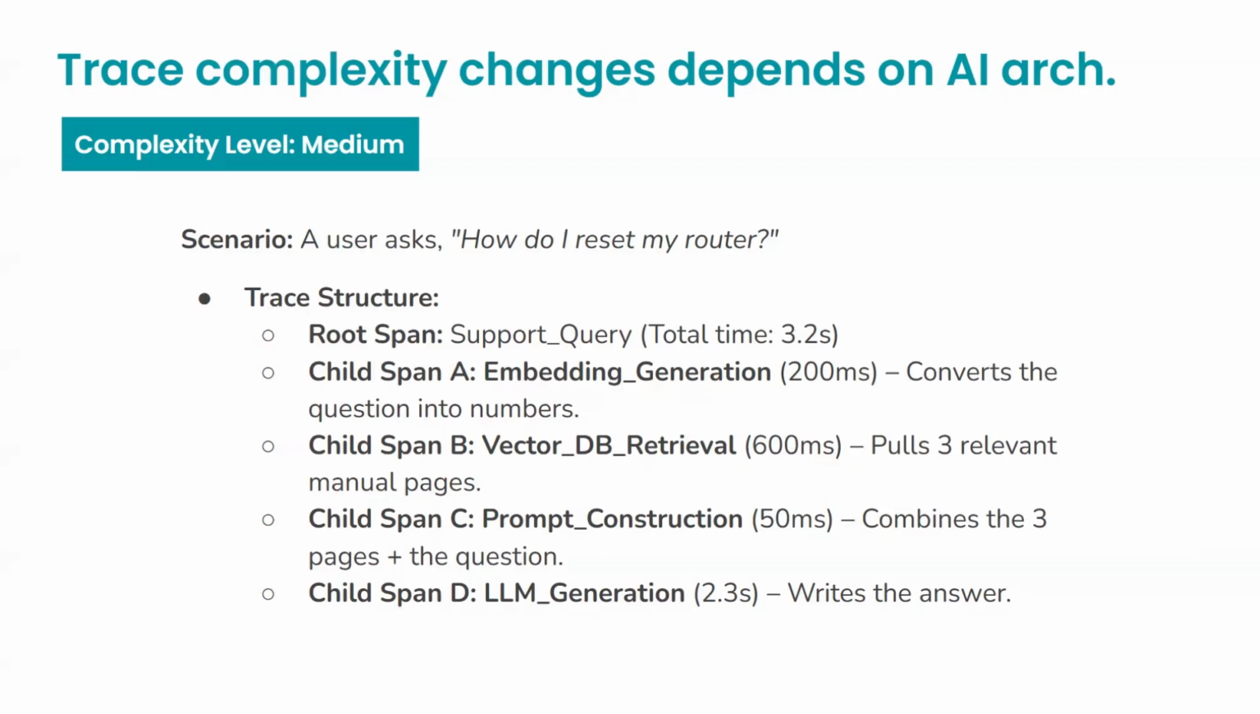Child span A is about embedding generation. It takes approximately 200 milliseconds. Here, the user's question is converted into a numerical representation, which is a vector. This is necessary because the system will use this vector to search for the relevant documents.